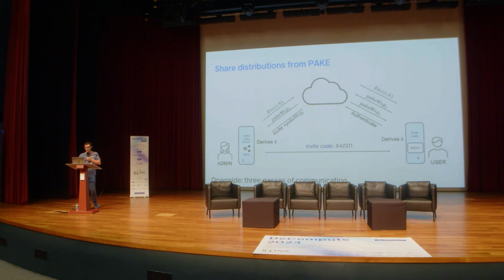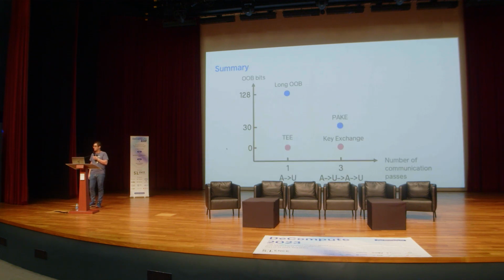So maybe a way to summarize the different options we have for the protocol. I compare them on the number of communication passes they require and how many bits you need to communicate out of band. In that first option we discussed, the TEE one, you get the benefit of trusted hardware. It's only one communication pass. You don't need to send anything out of band, but you're trusting the enclave.